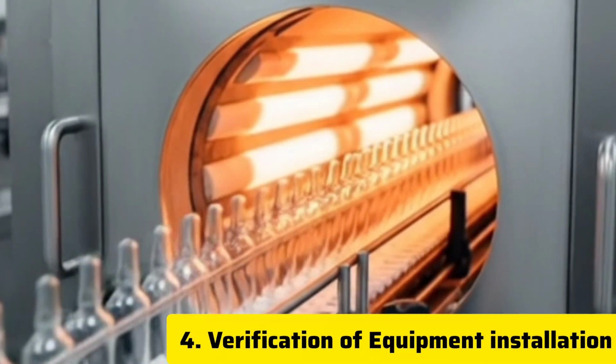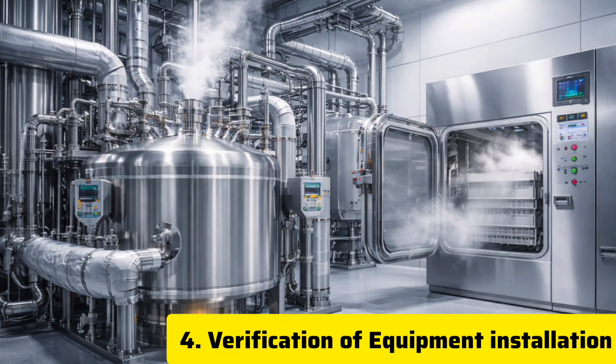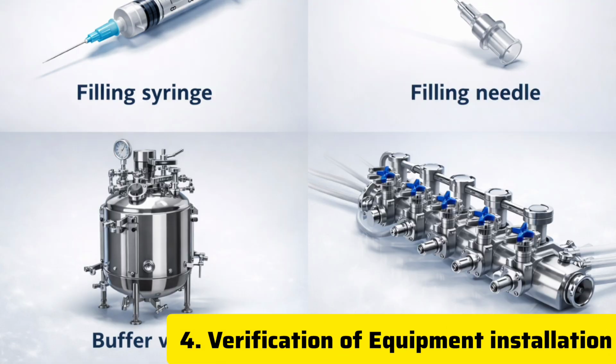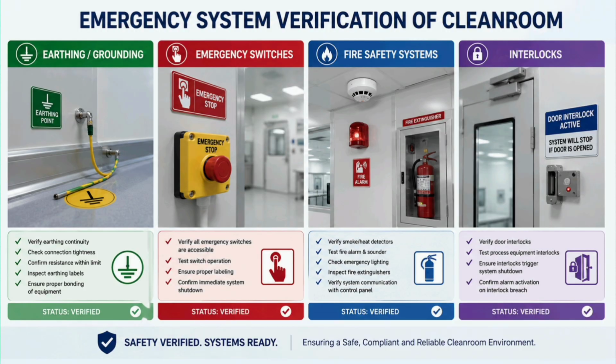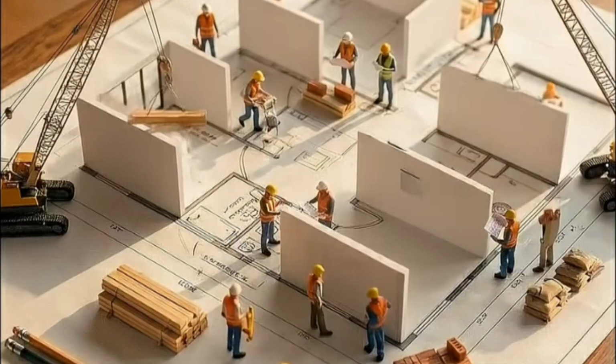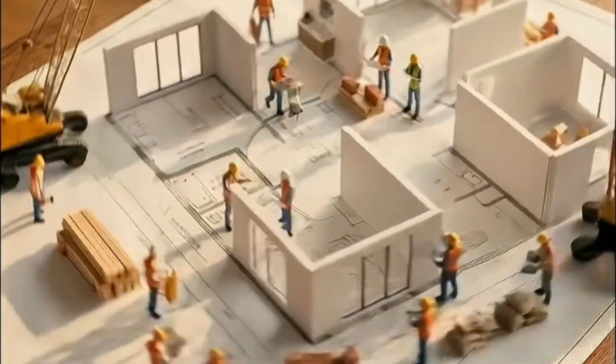Next one, verification of equipment installation: sterilizers, isolators, RABS, SS reactors, sampling booth, movable labs, laminar airflow unit, filling accessories, etc. The last important one, emergency system, earthing and grounding of each and every equipment, emergency switches, fire safety system, emergency exit, and interlocks. These all parameters must and should meet the user requirement specification. Otherwise, an incident should be raised. After completion of deviation and CAPA, re-verification will be conducted to ensure compliance with acceptance criteria.